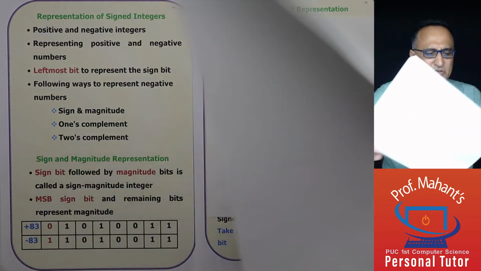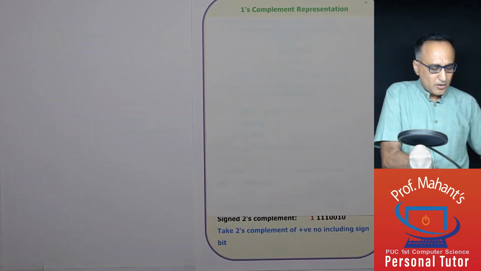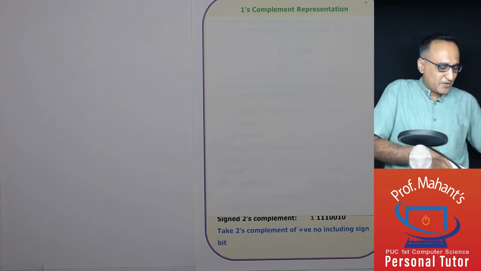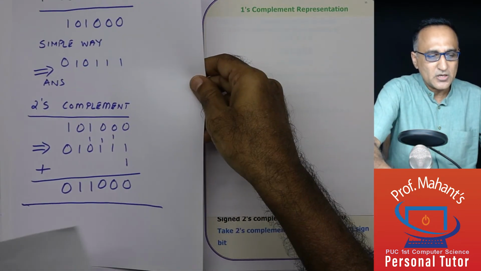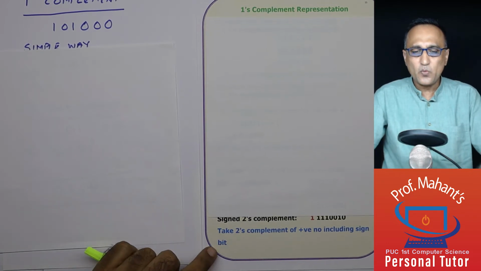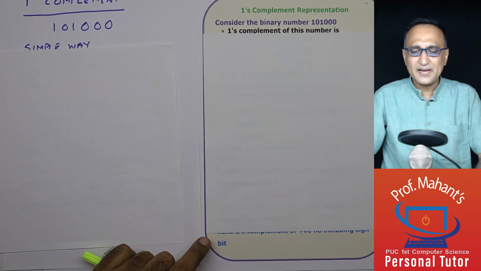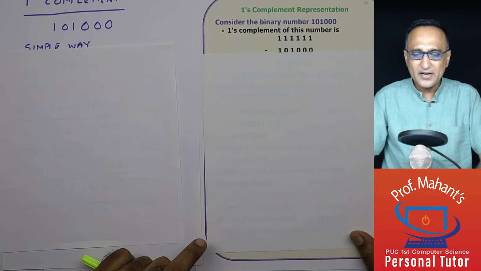Now, once we have taken a look at sign and magnitude representation, let's try to understand one way of representing a number using ones complement. All right. So I'll show you how we represent a number using ones complement. First, let us consider a binary number 1010000. If I have to find a ones complement of this number, from each of those binary bits, I need to subtract 1. So this is how I do it.